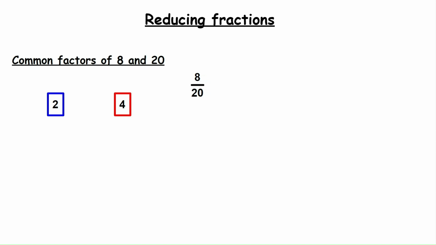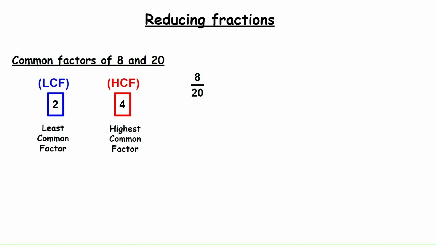Now, 2 is the smallest factor that 8 and 20 can be divided by. We call this the least common factor, or LCF for short. And 4 happens to be the largest number that both 8 and 20 can be divided by. So we call this the highest common factor, or HCF for short. Now you could choose to reduce your fraction using any of these factors. We're going to start with 4 first, the highest common factor.